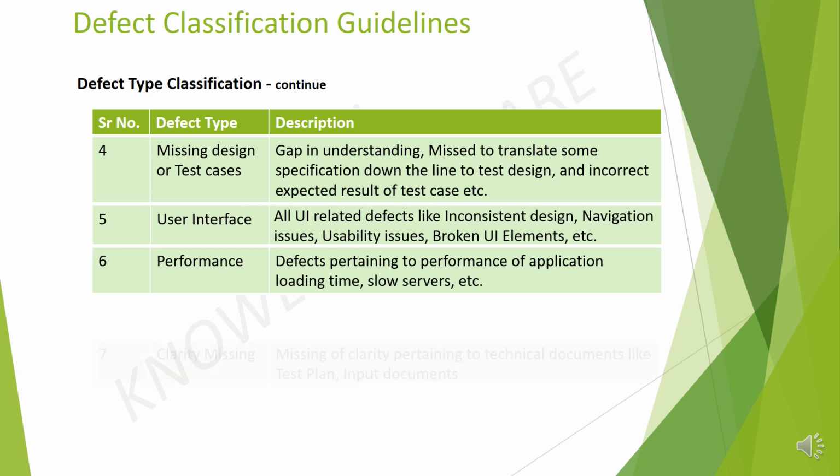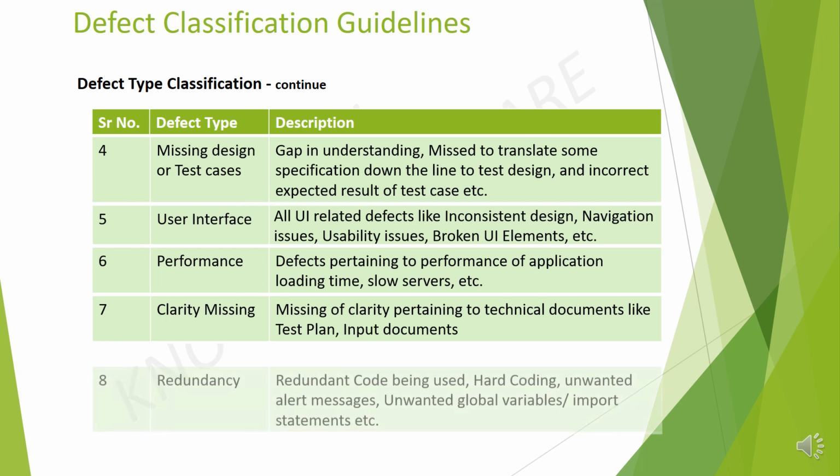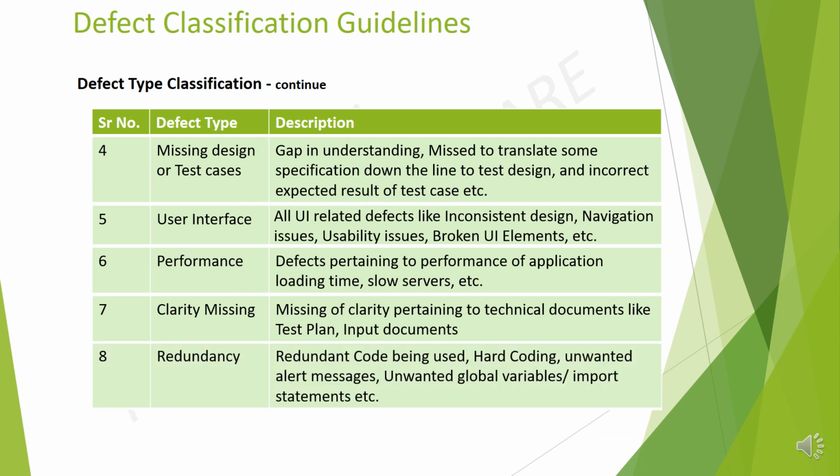Category number 7, clarity missing. It relates to missing of clarity pertaining to technical documents like test plan, any input documents. Category number 8, redundancy. It relates to defects like redundant code being used, hard coding, unwanted alert messages, unwanted global variables or import statements, etc.